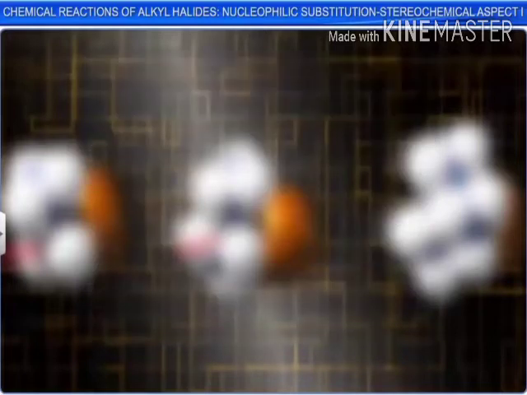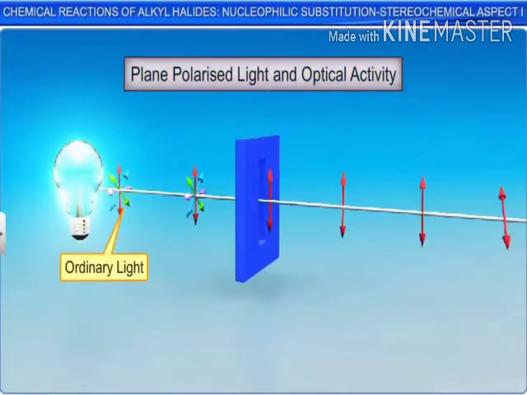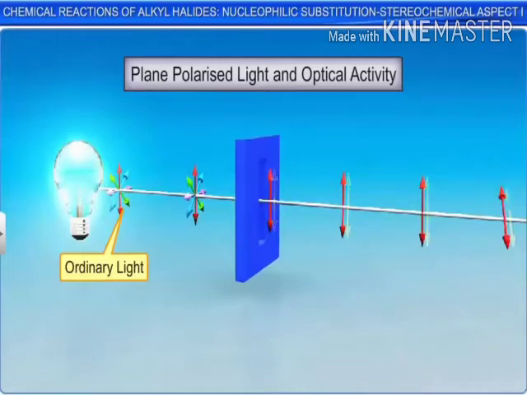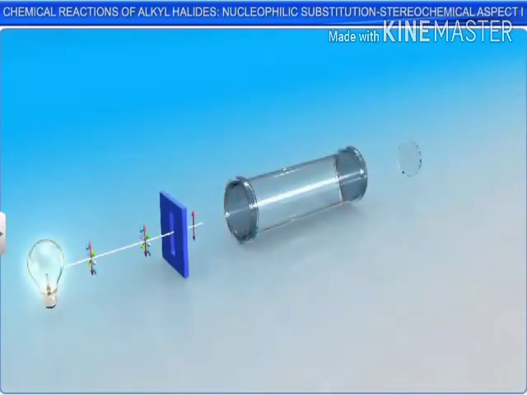Let's start our discussion with plane polarized light and optical activity. Ordinary light is light vibrating in all directions through the line of propagation. When ordinary light is passed through a lens made of Polaroid, or more traditionally calcite, it produces a light that vibrates in only one plane and is called plane polarized light. When plane polarized light is passed through a solution of certain compounds, they rotate the plane polarized light in a specific direction.